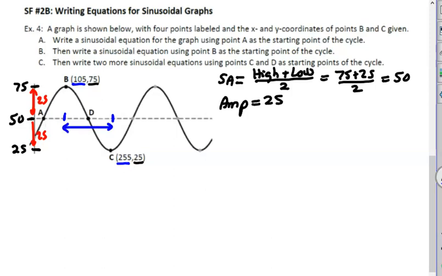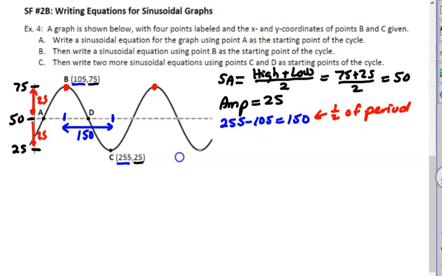So I should do it the other way around, 255 minus 105. 255 minus 105 is equal to 150. So this distance is 150. Now, if we look at this starting point, that would be the beginning of a cosine cycle, and the ending of the cosine cycle would be here. So I've gone halfway through a cosine cycle. So this is 1/2 of the period.